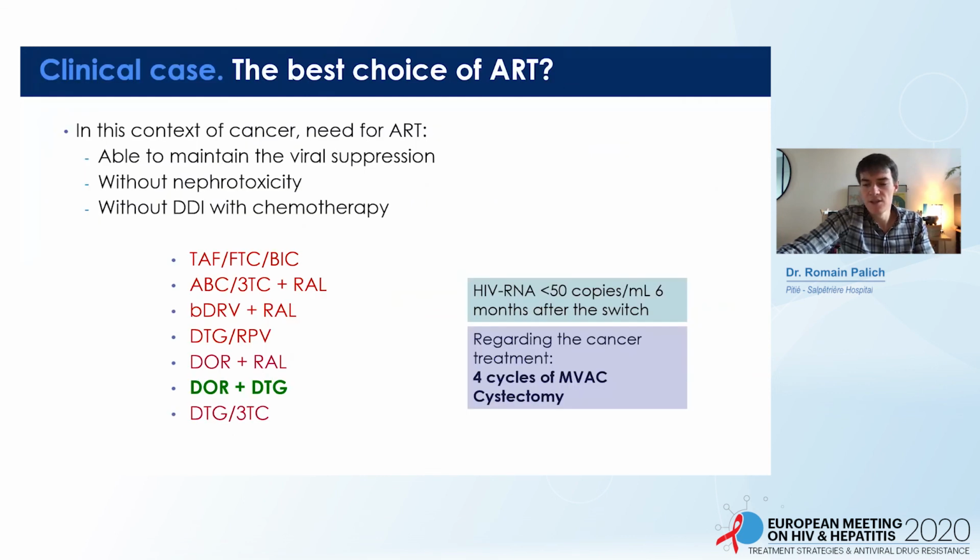However, in this patient, we did not choose dolutegravir lamivudine because we had other alternatives, and we chose doravirine plus dolutegravir. 6 months after the switch, the plasma viral load remained below 50 copies per ml. And for the cancer treatment, the patient received 4 cycles of methotrexate, vinblastine, adriamycin, and cisplatin, and then was operated with a complete cystectomy.